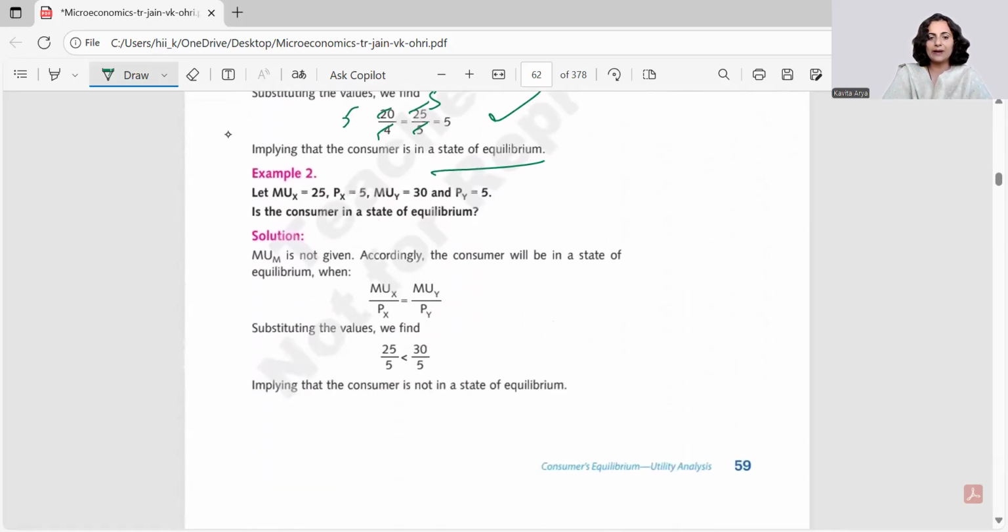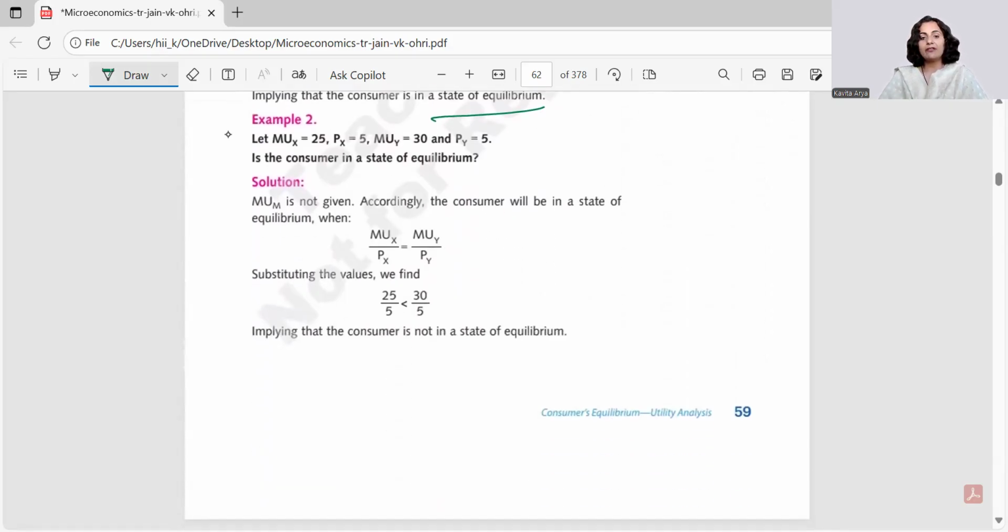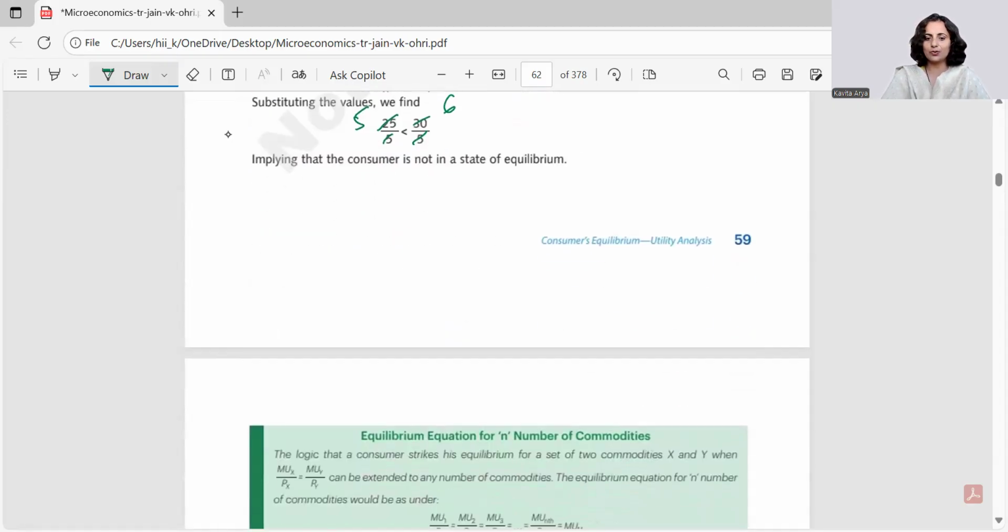Right. Next question. They say MUX and PX are given, MUY and PY are given, is he in a state of equilibrium? What would I do? I'll just put in all the values and I see that 5 5s are 25 and 5 6s are 30. So I see there is no equality. So my answer is the consumer is not in equilibrium, right? And you are able to have your score done.